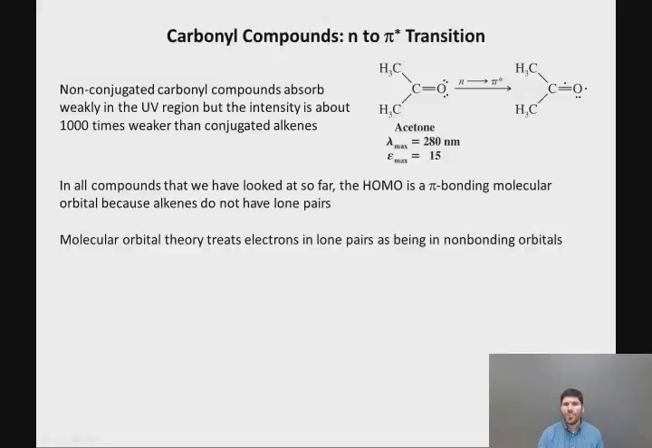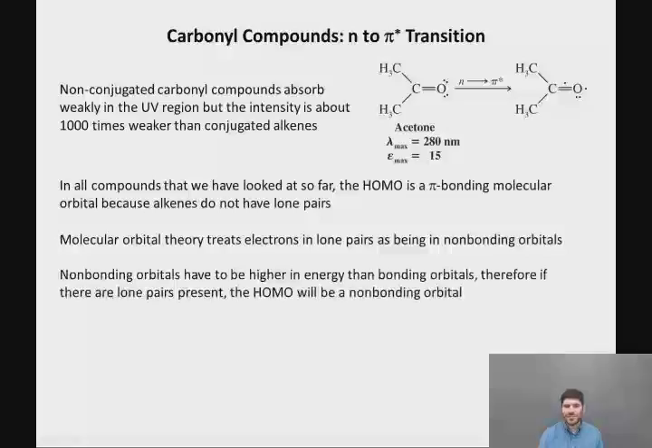Now, molecular orbital theory treats electrons in lone pairs as being in what are called non-bonding orbitals. We don't have to get deep into the theory other than to say that non-bonding orbitals have to be higher in energy than bonding orbitals. That's one of the principles of molecular orbital theory. When non-bonding orbitals are present, they are higher in energy than bonding orbitals, lower in energy than anti-bonding orbitals, and actually they are equivalent in energy to the atomic orbitals from which they were derived.